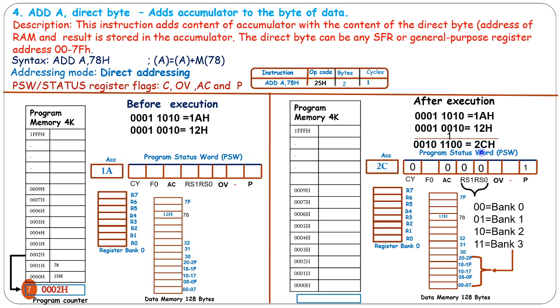Now the flags also change. There is no carry generated from the first nibble, so the auxiliary carry flag will be 0. The number of ones is odd, so parity becomes 1 here. No carry is generated here, so the carry flag will be 0. So this is the status of the PSW register and the accumulator register. The content of the accumulator changes.